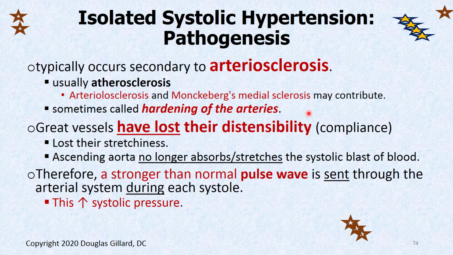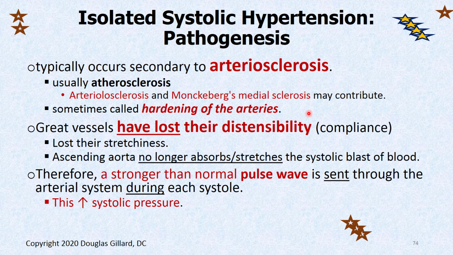And so what's the mechanism? What's the pathogenicity behind this systolic hypertension? It typically occurs due to one of the arterial scleroses. It's usually atherosclerosis that is involved in systolic hypertension. It's basically a hardening of the pipes. So arterial sclerosis hardens the pipes, and therefore it's lost its compliance.